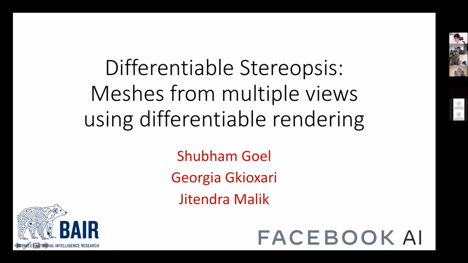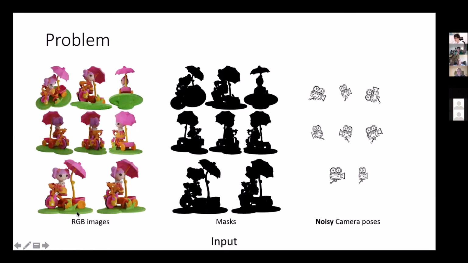So let me get into the problem statement. It is very simple. All you're given are a bunch of views. Here are 8 different images of some 3D object. We also, let's say, have access to their masks. So maybe you run something like Mask RCNN on this and you get the object segmented out from the background. And that's what this is.